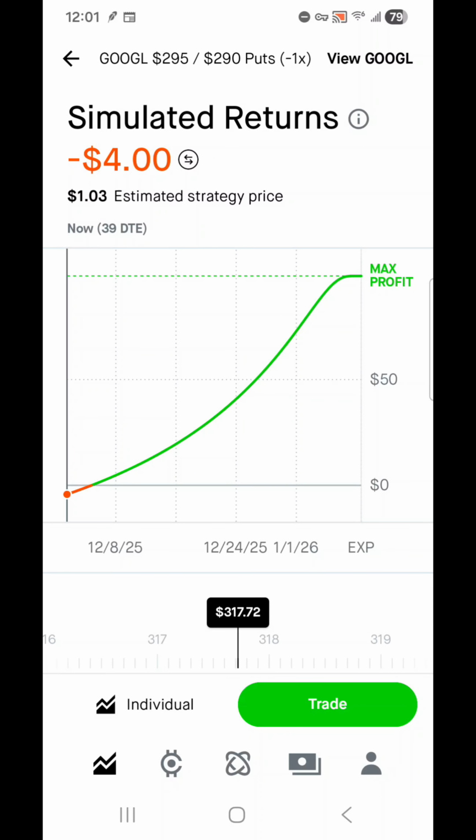So that's how you set up a put credit spread, and we did that on Google.